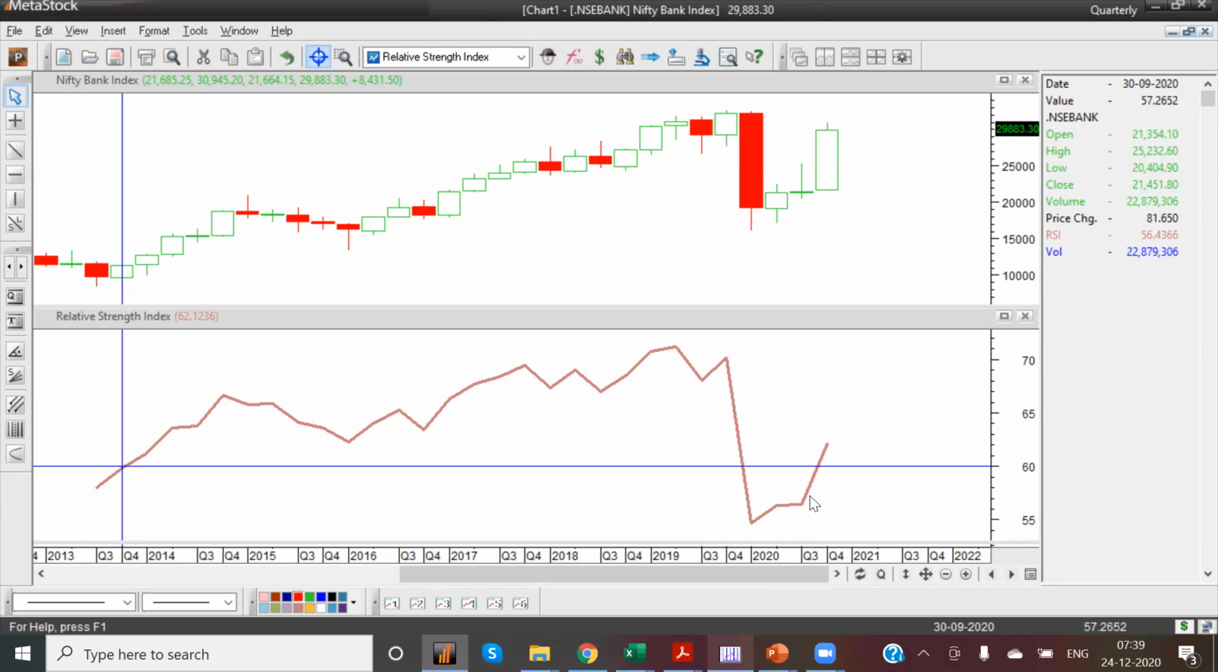For someone who's looking at all these three time frames and a variety of time frames, as you can see, there are distinct and very strong indications which are given by the RSI.